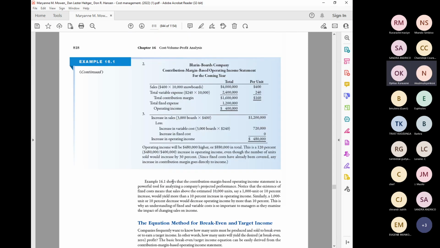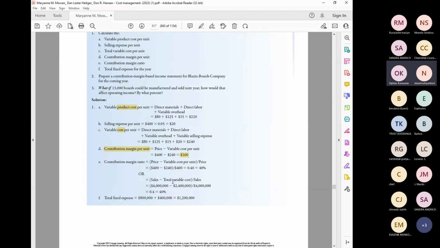Let me clarify this: there is no formula book in the examination. You won't be given formula books, so you need to use your brain.